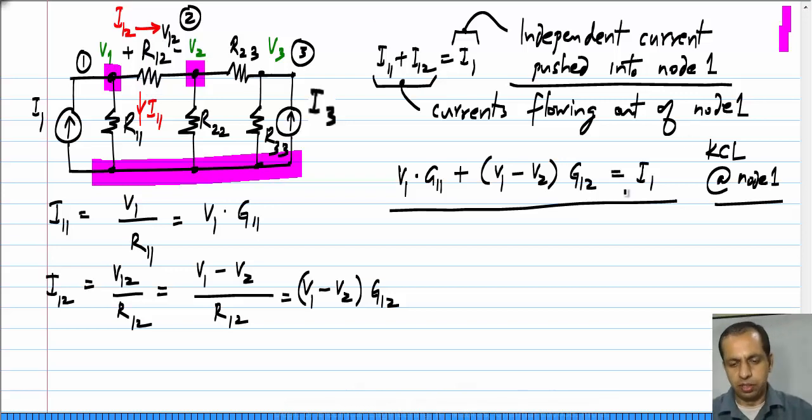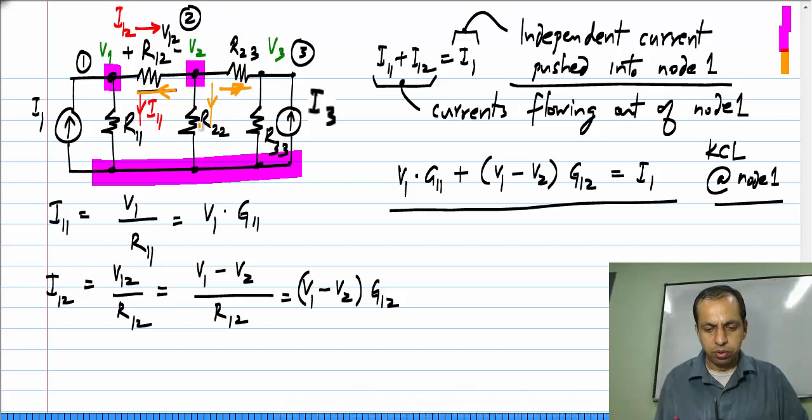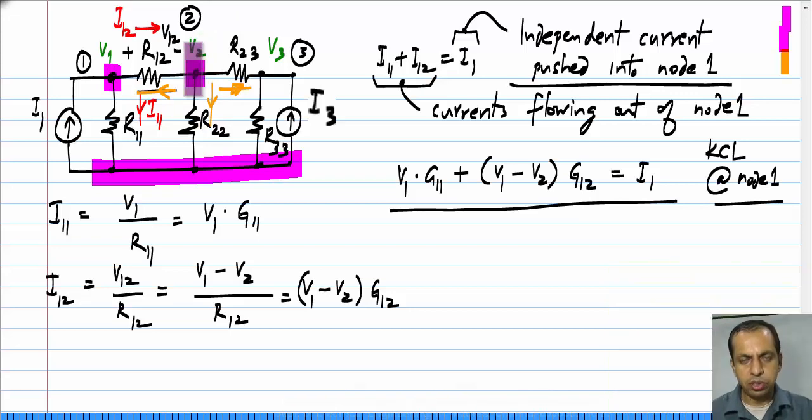Now, let us go ahead with the other two nodes. So, let me do it for node 2. So, again my convention is to always take the current flowing away from node 2. Okay. So, I have to take the sum of the current in R12, R22 and R33 in this direction flowing away from the node to be 0, because there is no independent current source connected to this node. Okay. We have only resistors.